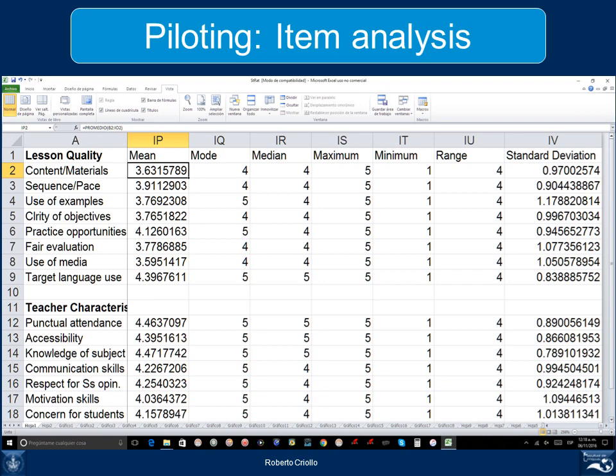This can be reflected also in the standard deviation, and something that I want you to look at in the first set of factors. If you take a look at the use of examples, the standard deviation goes above 1 point. And we have the same case for fair evaluation. So what does this mean?